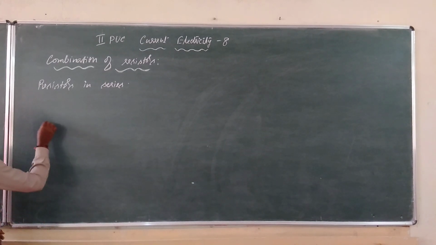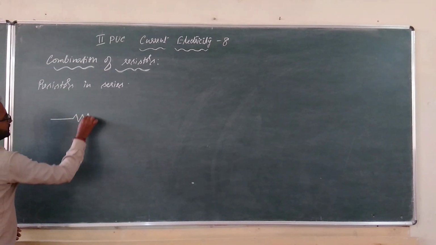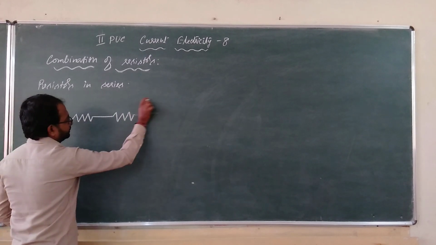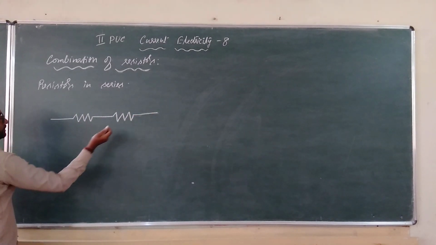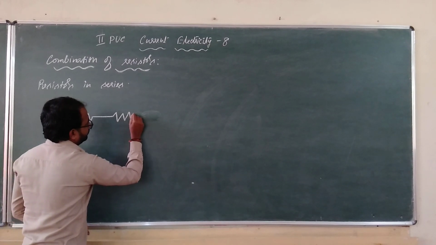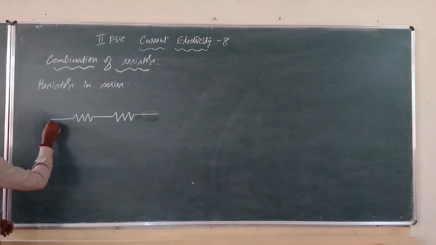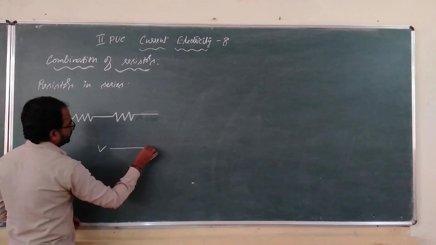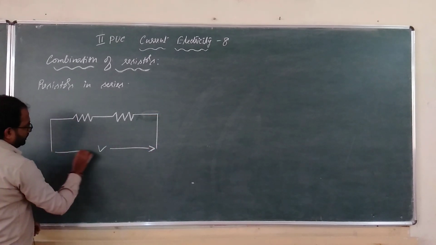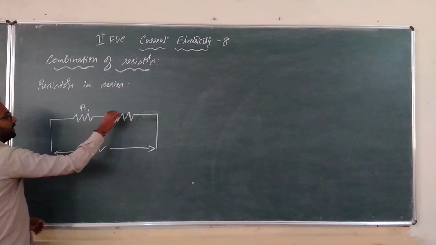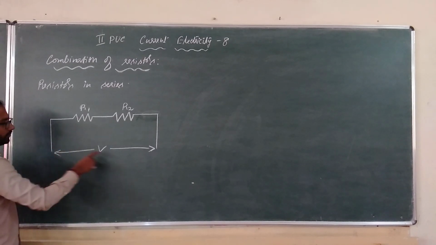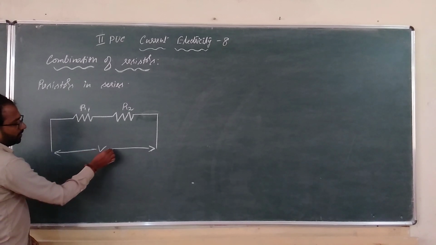So we know the symbol of resistors. Consider two resistors which are connected in series. Say the two resistors of resistances R1 and R2. Okay, we say that the resistors R1 and R2 are connected to a cell or battery of potential difference V.